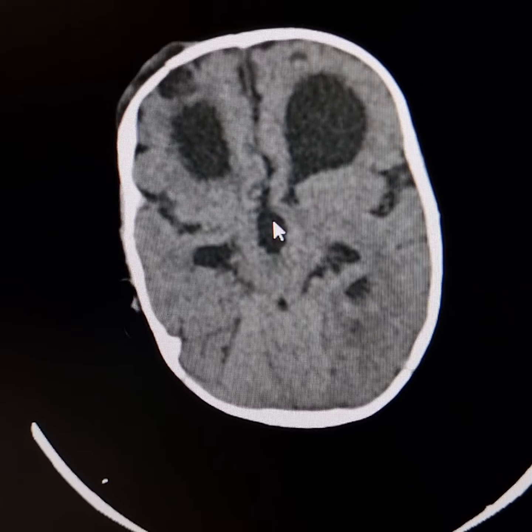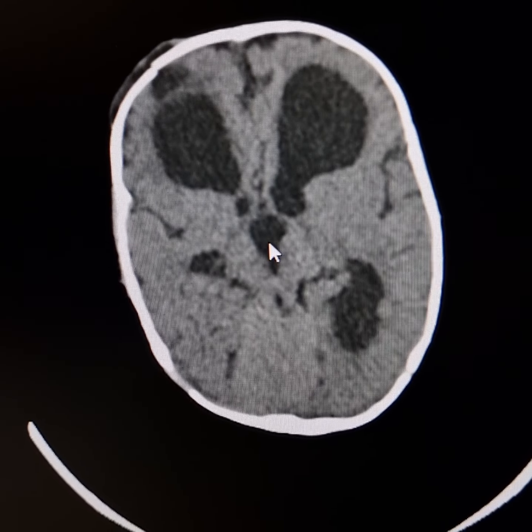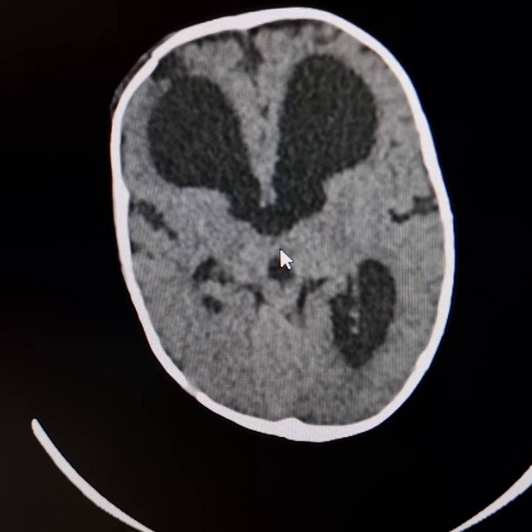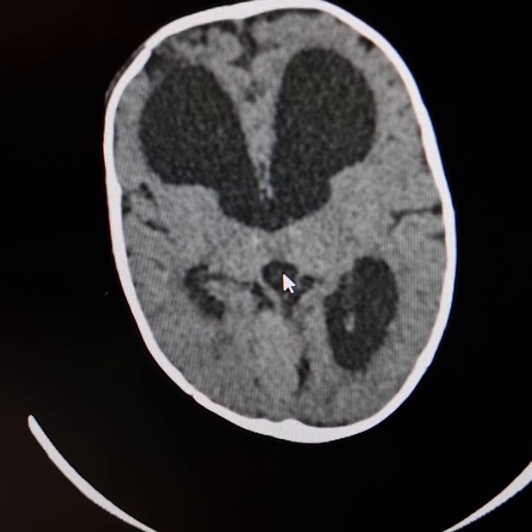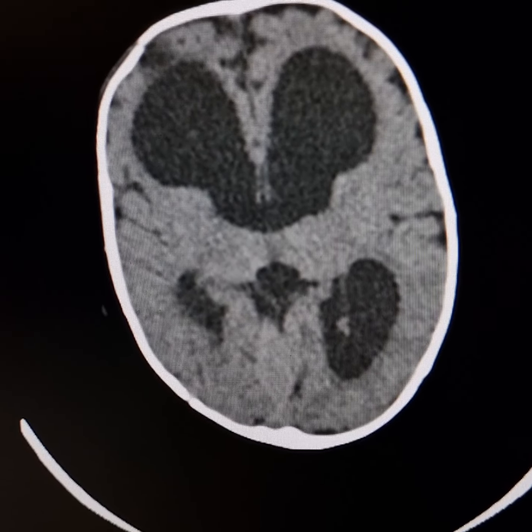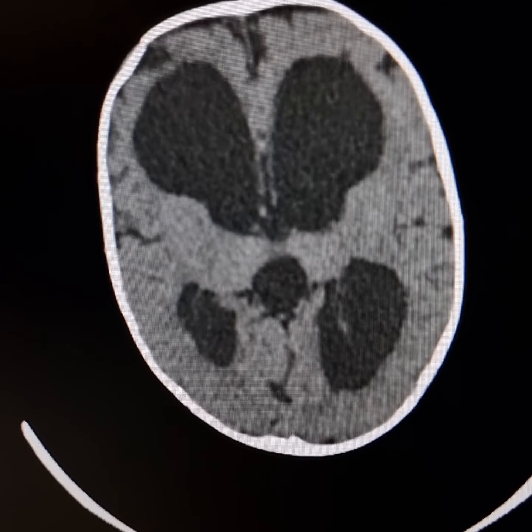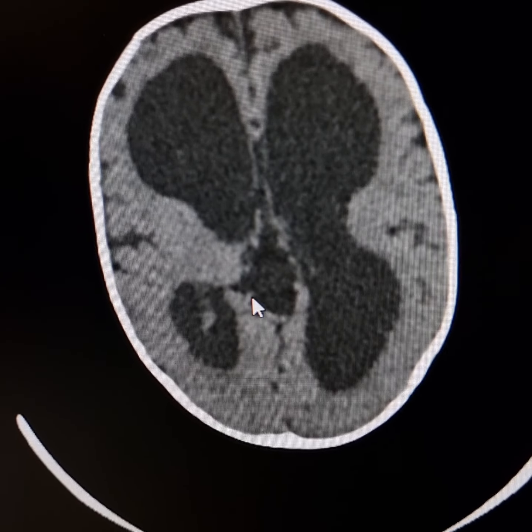This is the lower part of the third ventricle. When I trace it upwards, there is an intrathalamic adhesion or massa intermedia. This is the posterior part of the third ventricle. It extends upwards in between the dilated lateral ventricles.